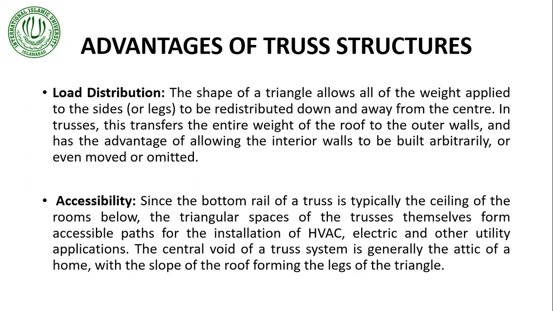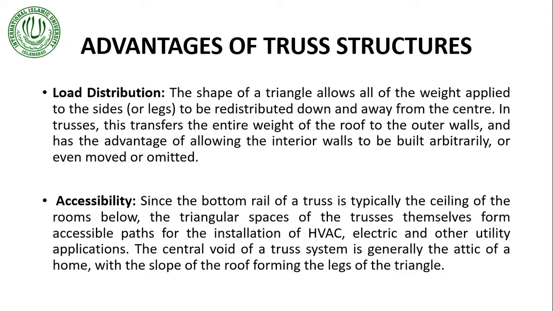Load distribution, another advantage of this truss structure, is that the shape of the triangle is such that it allows all of the weight applied to the sides, which are actually the legs, to be redistributed down away from the center. So in trusses, this type of arrangement transfers the entire weight of the roof to the outer walls. This gives us a larger interior span, and then we can move the interior walls wherever we wish to, or even omit them.